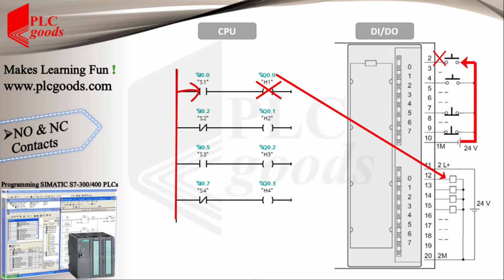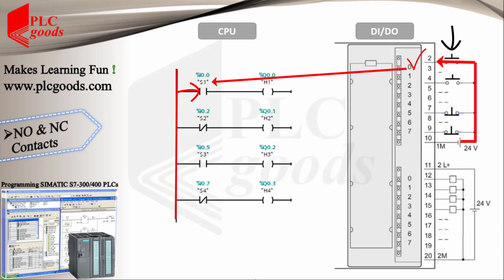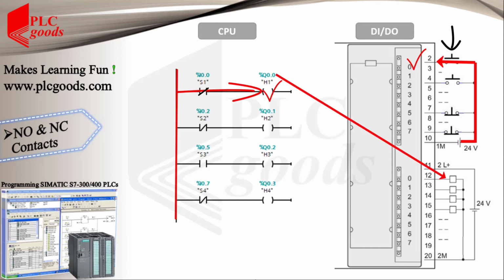So the first digital output is off in normal conditions. But if I press the first push button, the 24 volts reaches the first digital input terminal. So the CPU changed the state of the first contact from open to closed. Now the virtual power can enable the Q0.0 address. So if I press the first push button, my CPU turns on the first digital output.